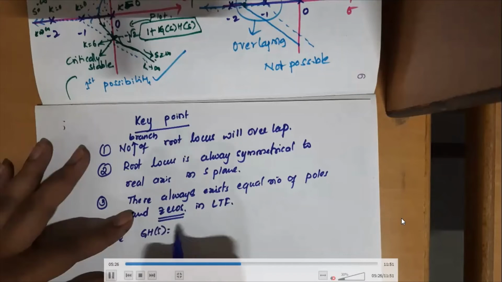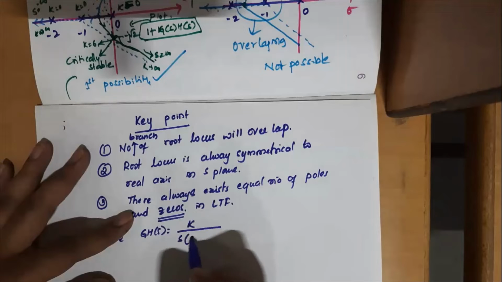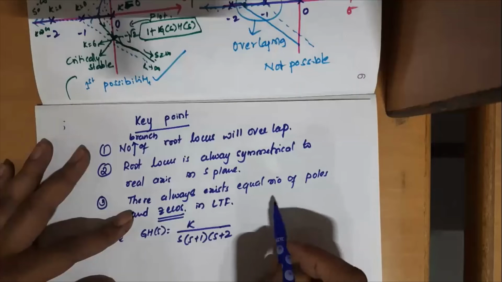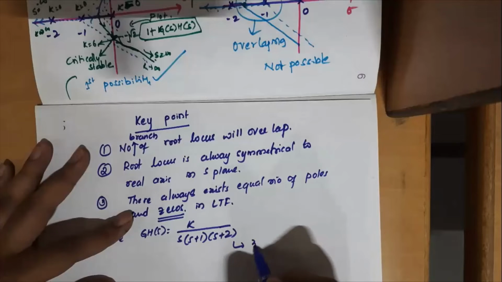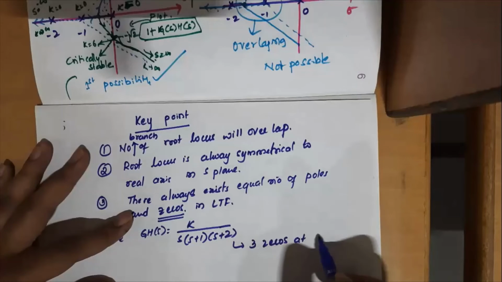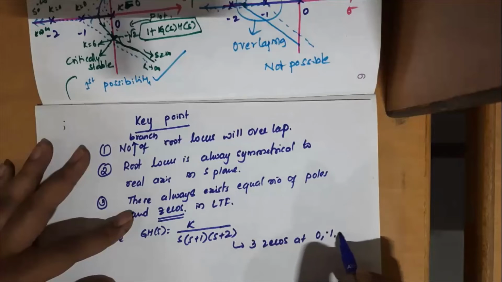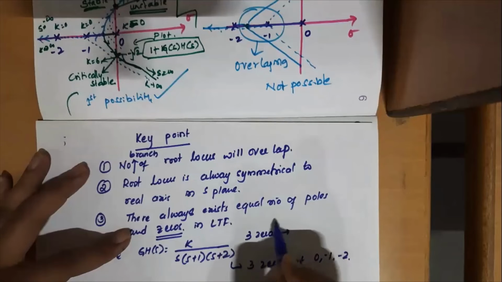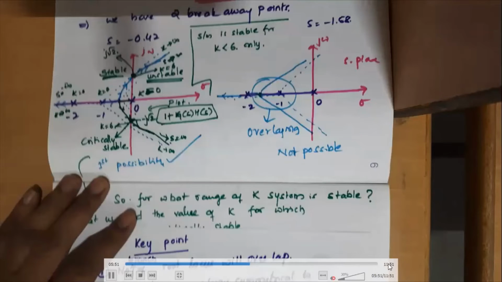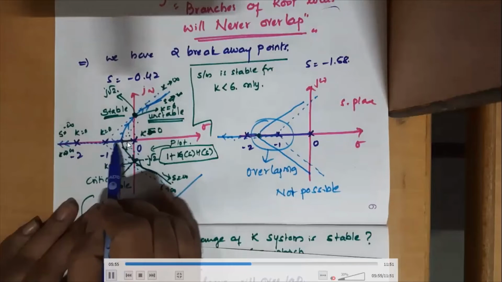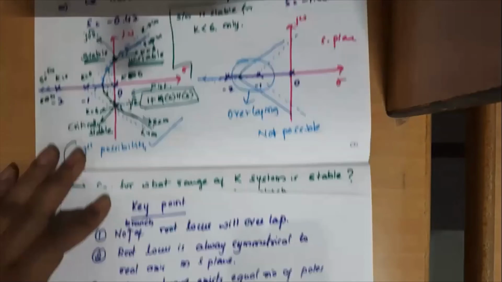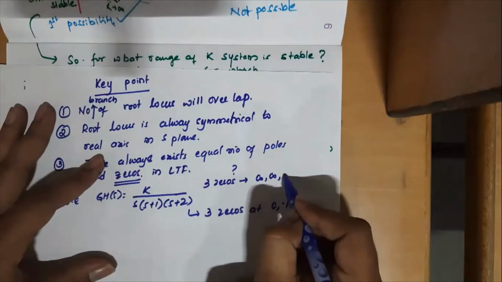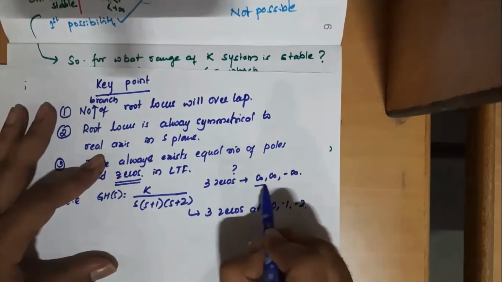So let us just look at the present example. We had an open loop transfer function K divided by s into s plus 1 into s plus 2. So there are three poles at 0, minus 1 and minus 2. Please correct that: there are three poles at minus 1, minus 2 and 0. And where are the zeros? Zeros are at infinity, infinity, infinity.